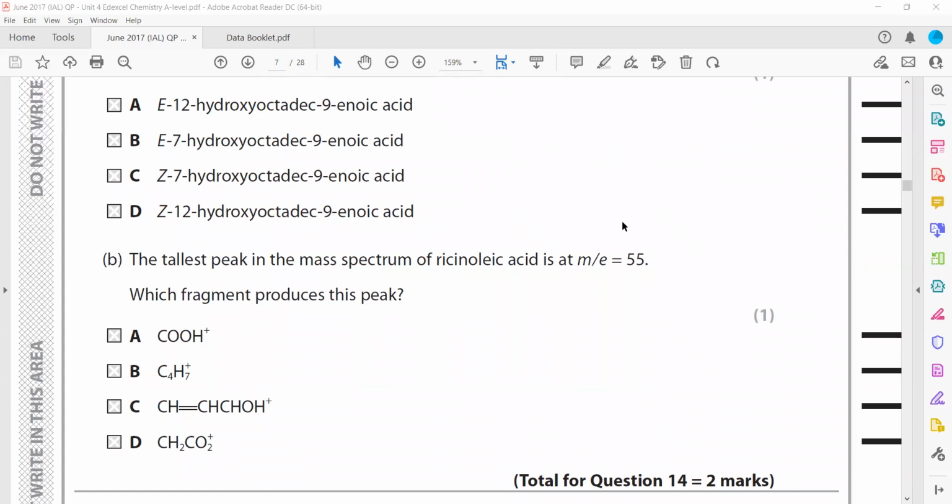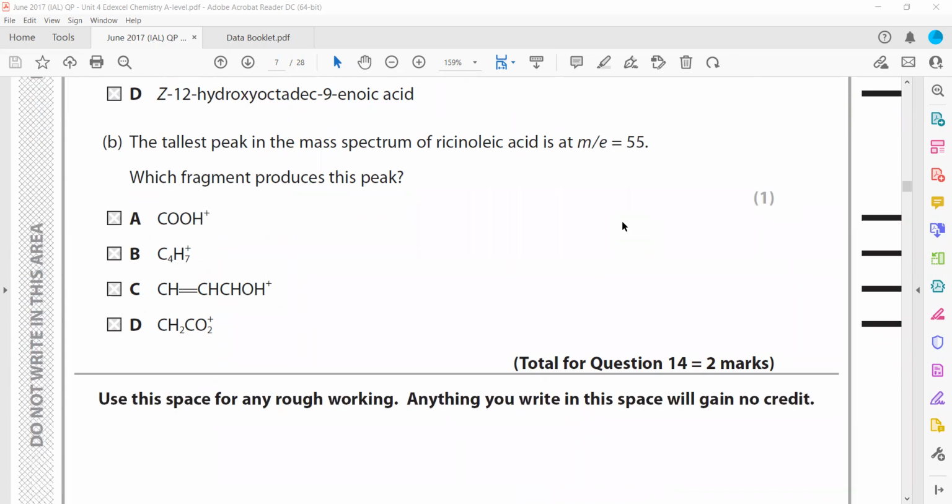Then the tallest peak in the mass spectrum is 55. Which fragment produces it? You have to find the fragment having a total mass of 55. So basically just add 12 plus 16 plus 32, that gives 44. This will be 45, so it won't be. This will be 12 multiplied by 4, 48, plus 7, so 55. So B is the right answer. Just add the total mass of atoms present in the peak.